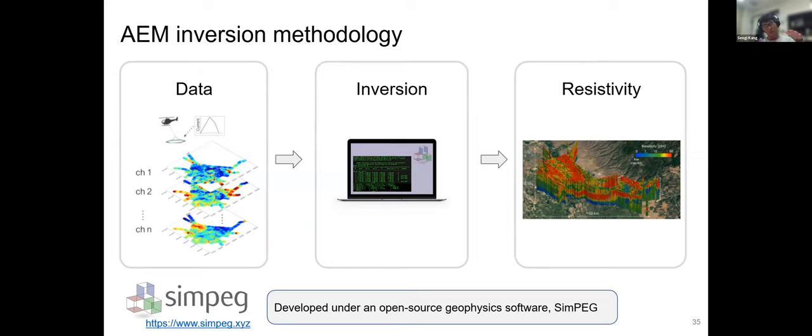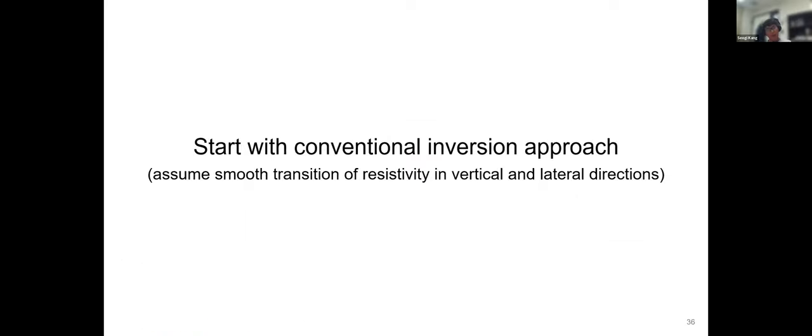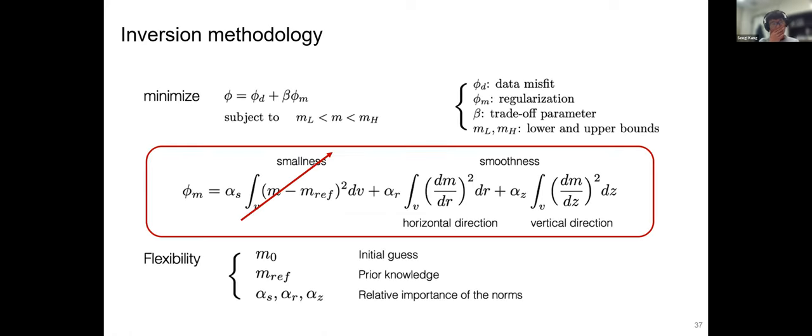So what we do is obtain a resistivity model of the subsurface that can fit the observed airborne EM data, and that's called the inversion process. The tool that I developed to do this inversion is available through the SIMPEG software that I mentioned in the beginning. I'm going to start with the conventional inversion approach, which assumes a smooth transition of resistivity in the vertical and lateral dimensions as prior information, while also trying to fit the airborne EM data. And this is a mathematical form of the inversion methodology.